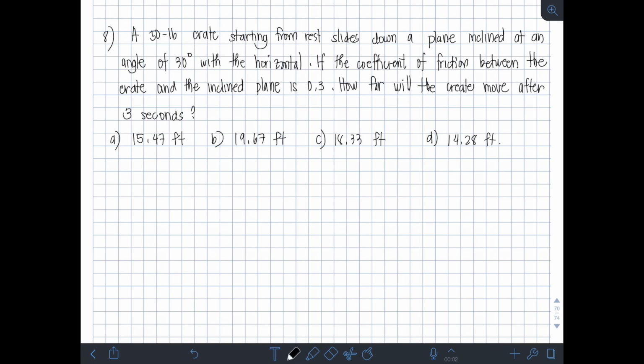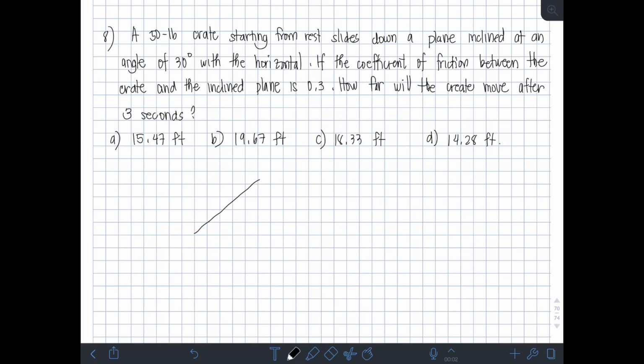Next, we have a 50-pound crate starting from rest slides down a plane inclined at an angle of 30 degree with the horizontal. If the coefficient of friction between the crate and the inclined plane is 0.3, how far will the crate move after 3 seconds? Okay, so sige, draw natin yung figure.